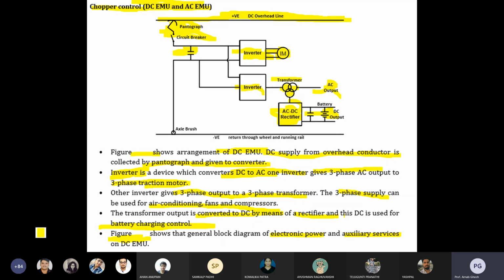I am talking about the technology from 10-12 years back. Definitely there is upgradation of the technology, but the basic idea cannot be upgraded. The basic idea will be the same.